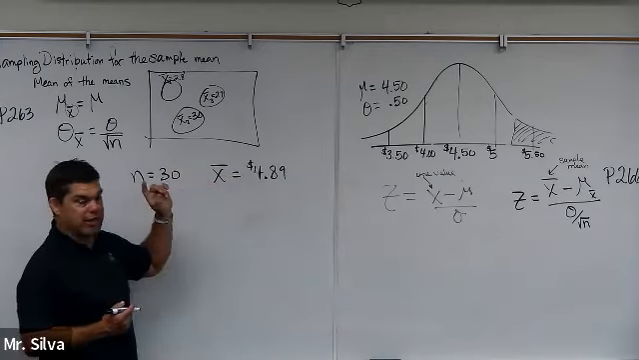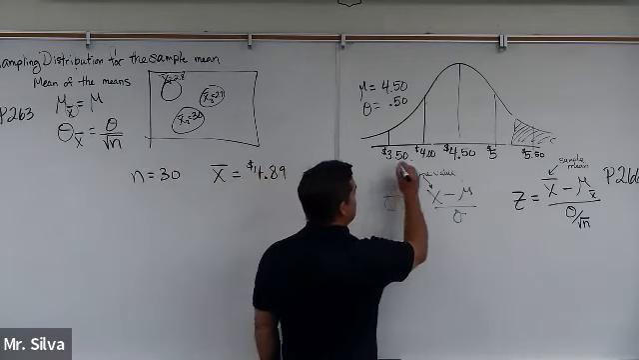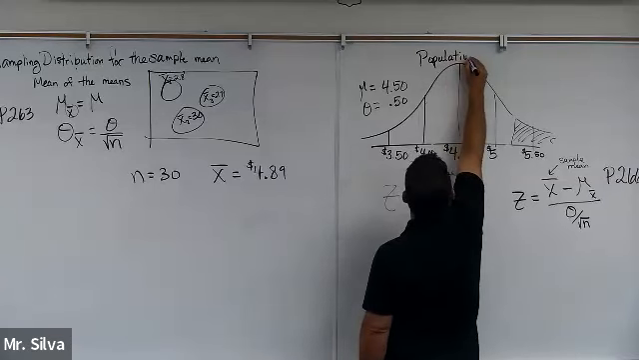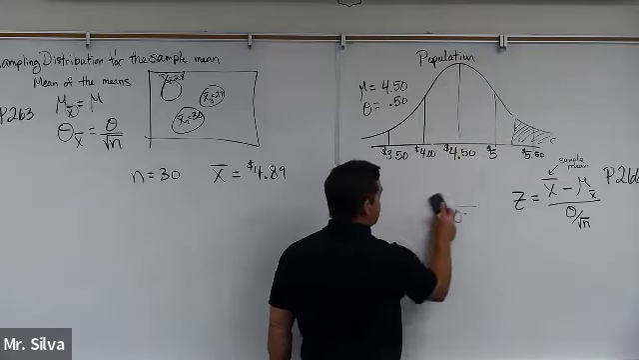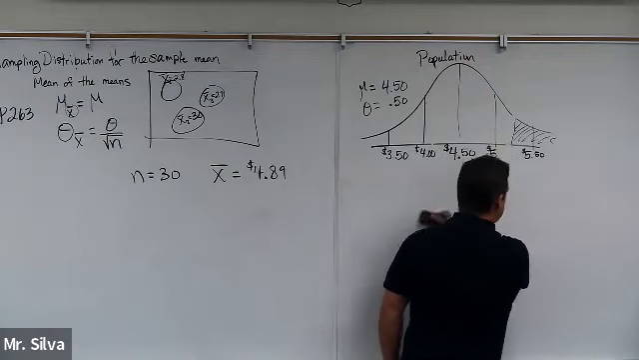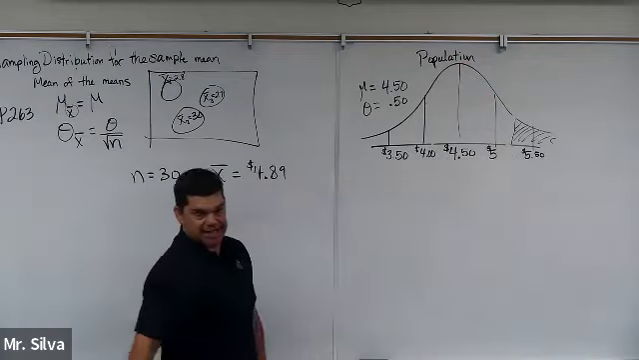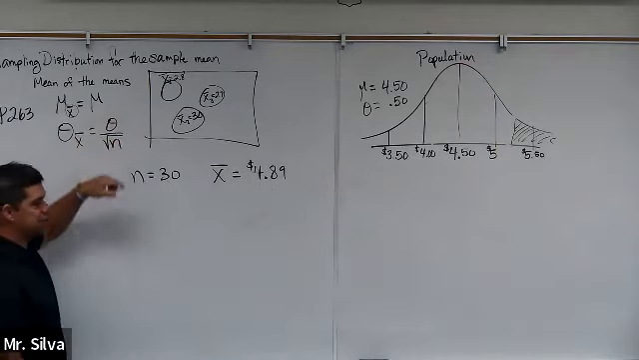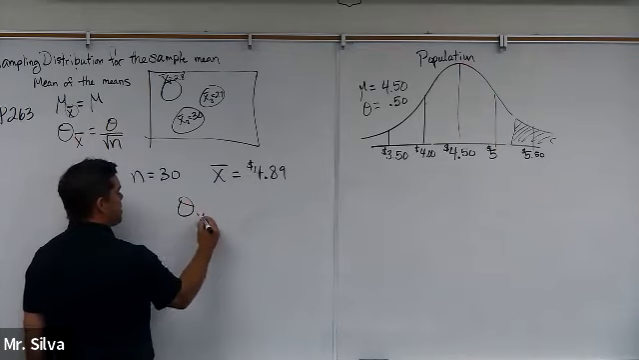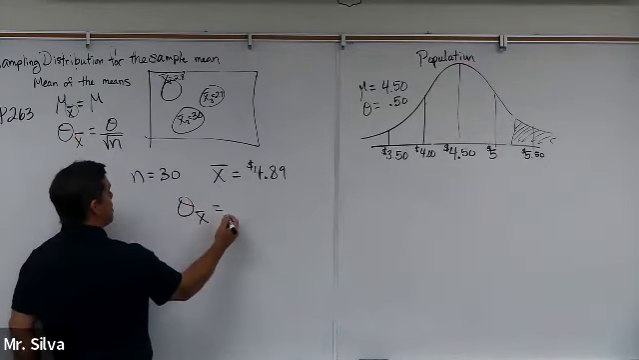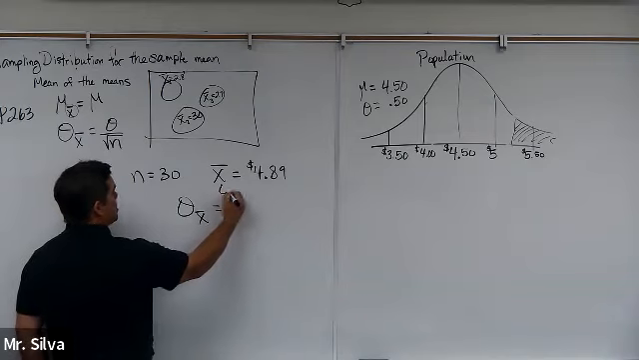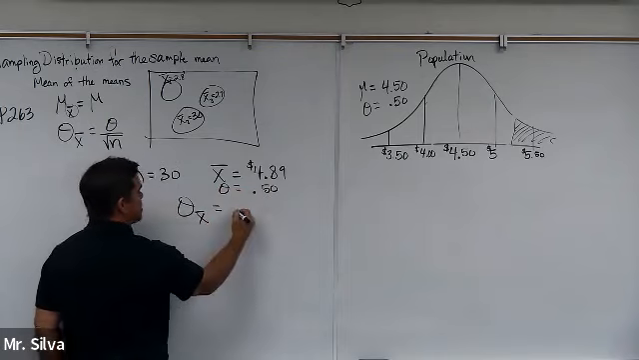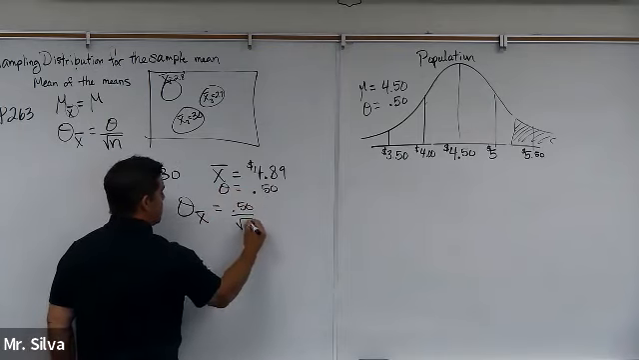So what I'm going to look at, this is called a population. This is called a population distribution. I'm not going to look at the population distribution. I'm going to write this directly underneath here: a sampling distribution. We're going to do this calculation here. So I'm going to find the standard deviation for the sampling distribution first of all. I'm going to take the standard deviation, which was 0.50. So the sampling standard deviation is 0.50 over the square root of 30.